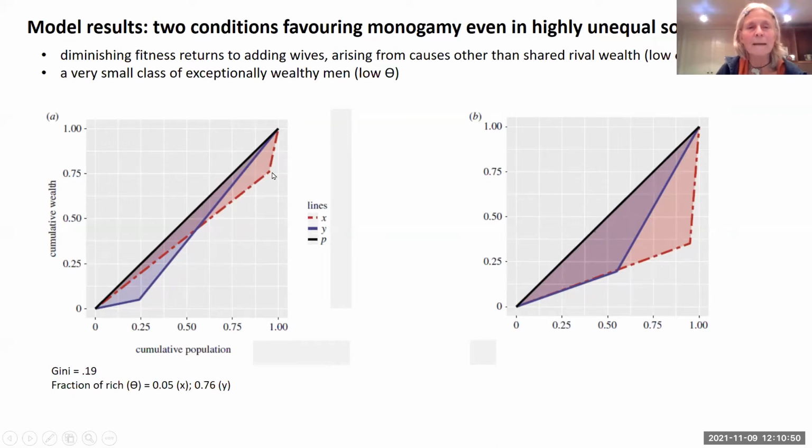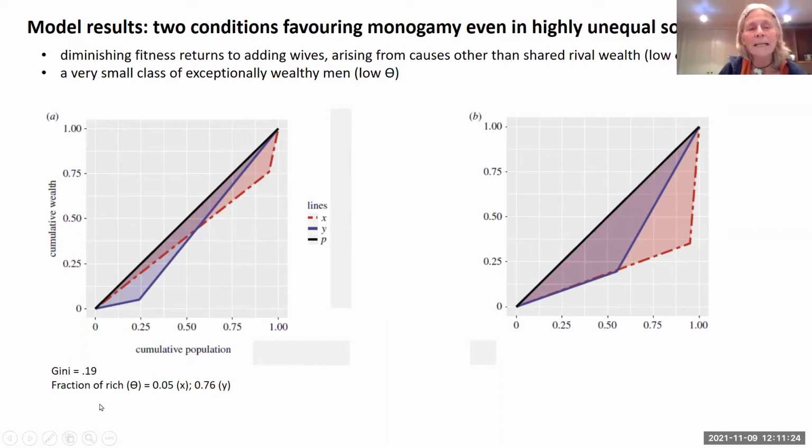Just over 10% of the population owns 25% of the wealth. So there's a relatively small wealthy class. This is captured in a pretty low theta. Whereas in the blue curve here, about 25% of the population only own 5 or 10% of the wealth. So you have a quite small, really poor class, and then the rest of the people are quite equally distributed.